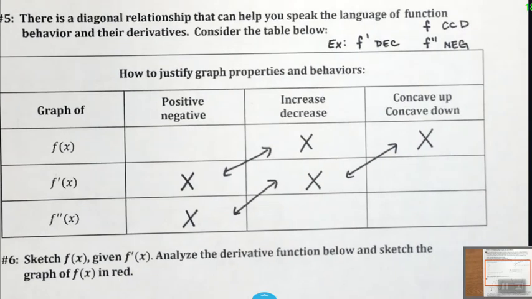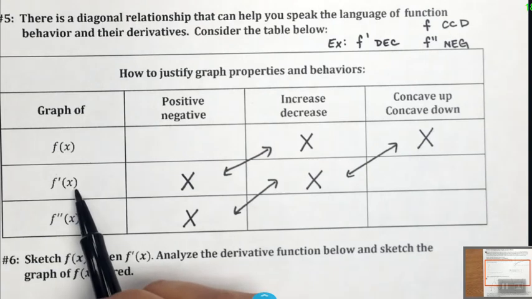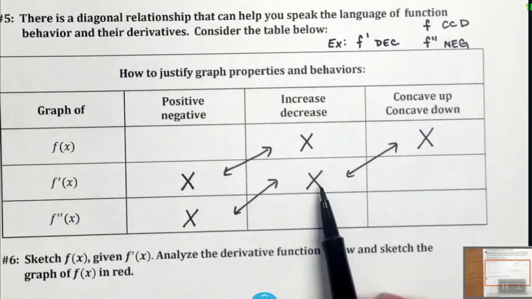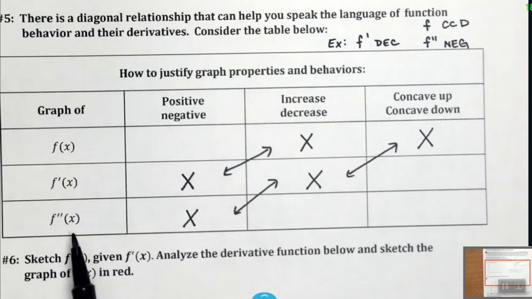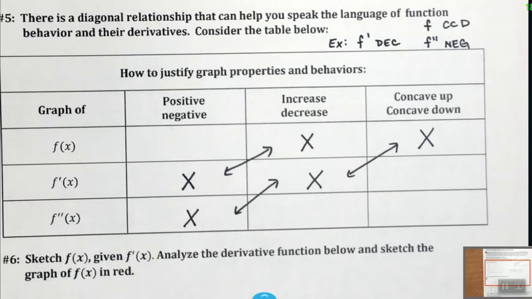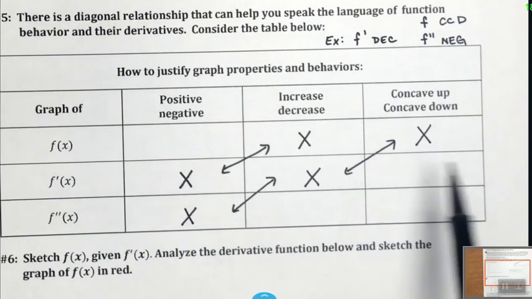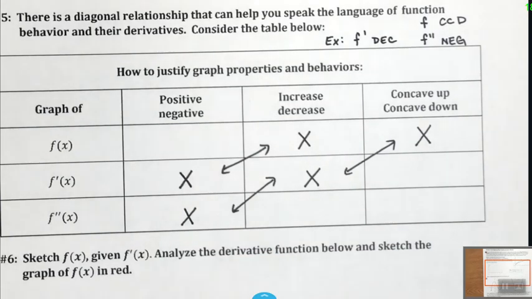So if you want to prove any parts, if you want to prove concave down, you can either prove that the first derivative is decreasing, or you can prove that the second derivative is negative. But you should know this relationship, and that will help a lot when you're determining the values of the first and second derivative.